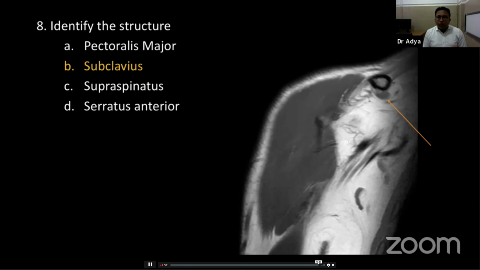So, how is it important? Because in case of clavicle fracture, this acts as a cushion and may prevent injury to the brachial plexus or the subclavian vessels.